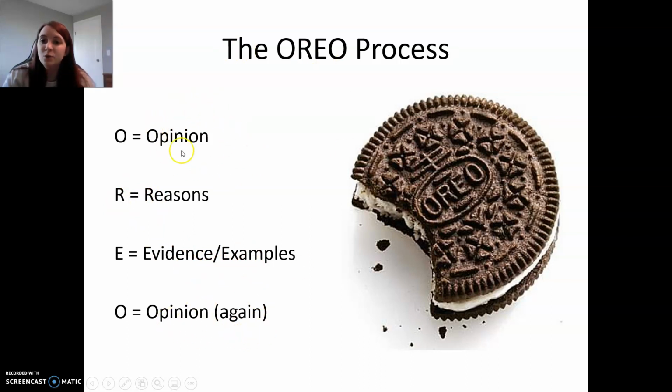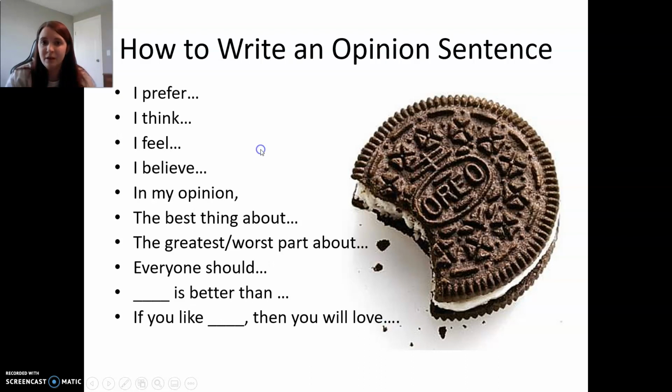So what that means is we're starting off with telling someone our opinion. I feel that chocolate is the best flavor ice cream. That is my opinion statement. This is where we would start our opinion sentence. I prefer, I think, I believe, everyone should. If you like this, then you'll love this. Something to get the reader's attention to understand that that is your opinion. These are great sentence starters.